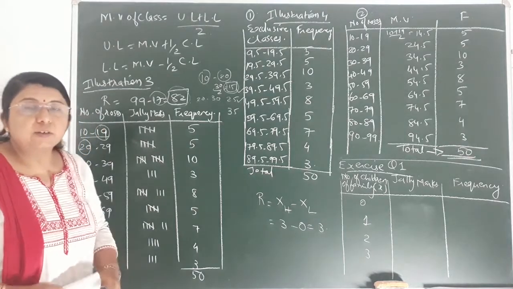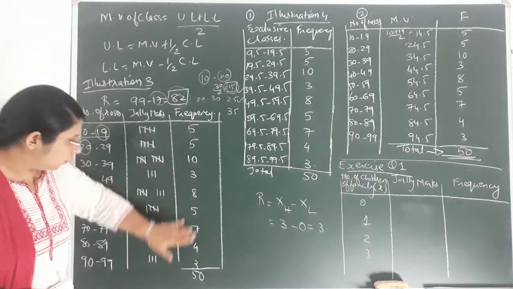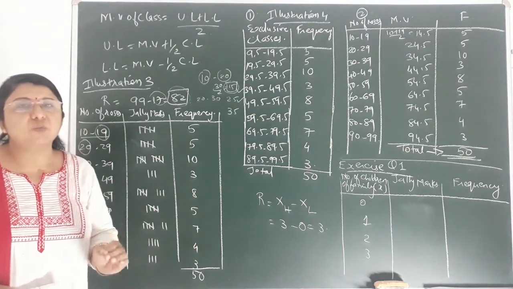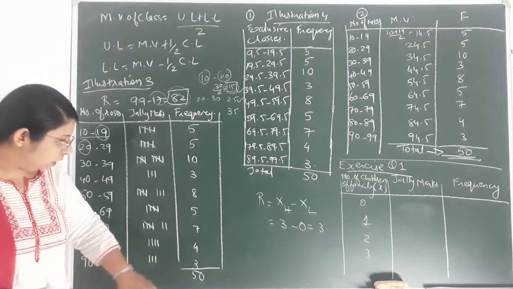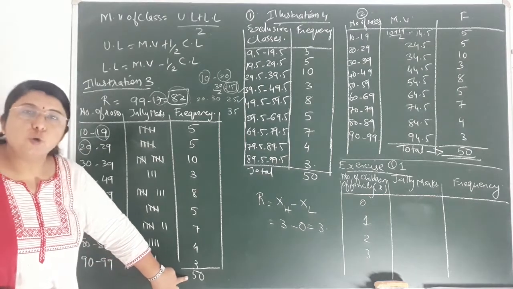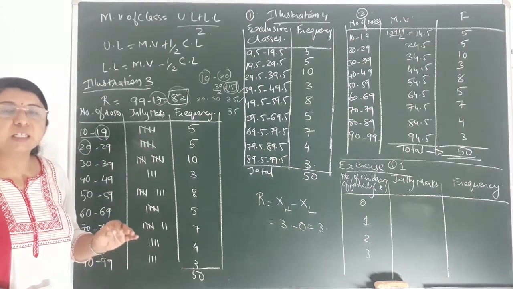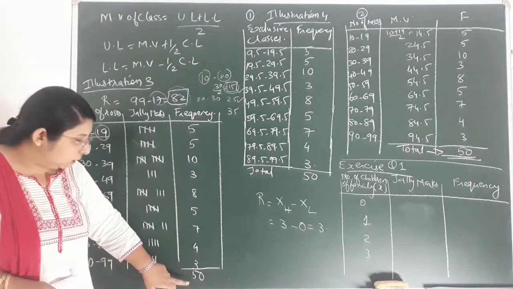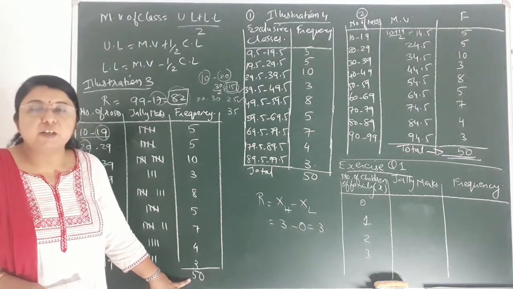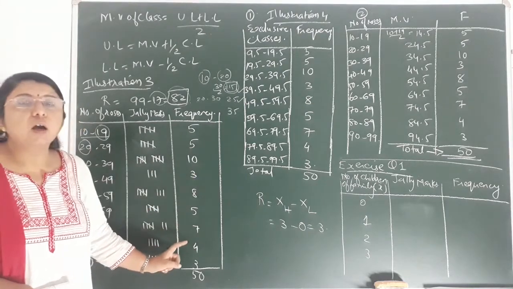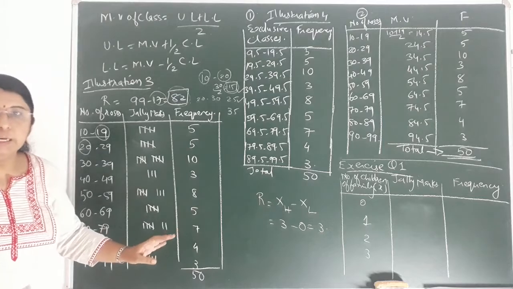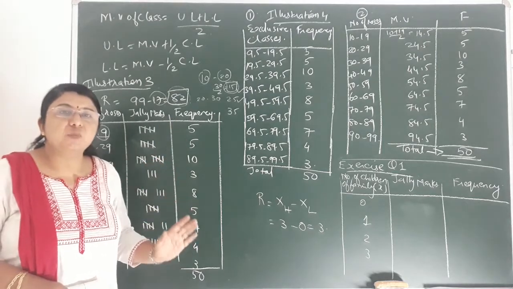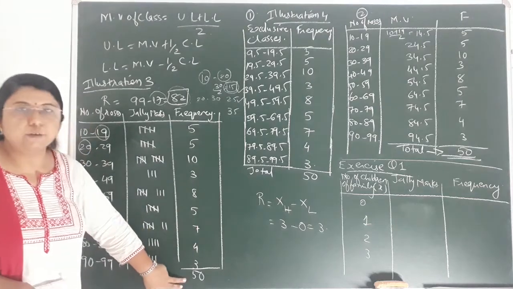I already discussed in the last video lecture also that the total of the frequencies should be equal to the number of data given to you in the question. Over here you can see the frequency total is 50, and the number of data given to you is also 50. So it should always tally. If over here it is coming to 48 or 49, it means somewhere you have missed a frequency, so your answer is not correct. So always the total of frequency and the number of data given in the question should be equal.